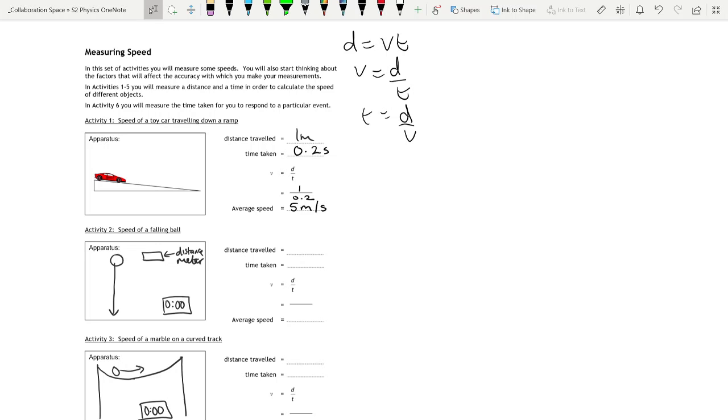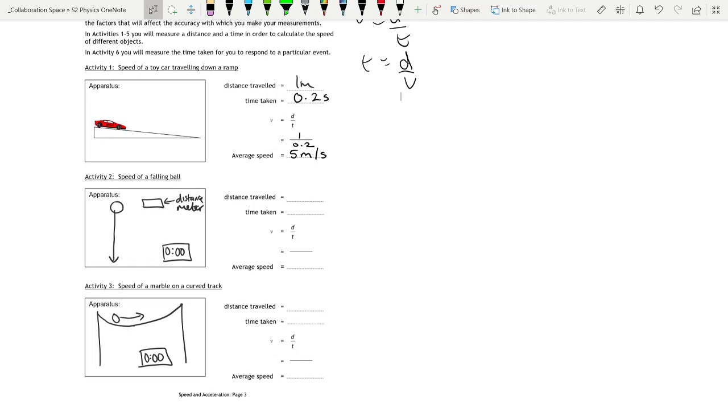The second one, speed of a falling ball, what we use is a distance meter. So that distance meter can tell us how far down the floor is. So if we measure the distance with that distance meter and we drop the ball from that height, that is the distance that it travels. So again, I'll put in some demonstration results. So distance travelled 1 meter again. And the time it takes for that is 0.22 seconds.